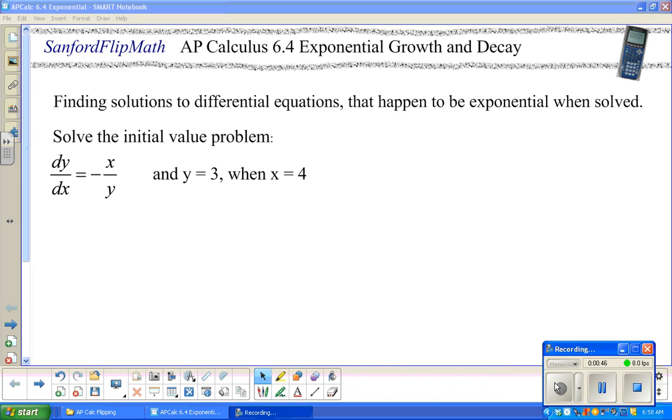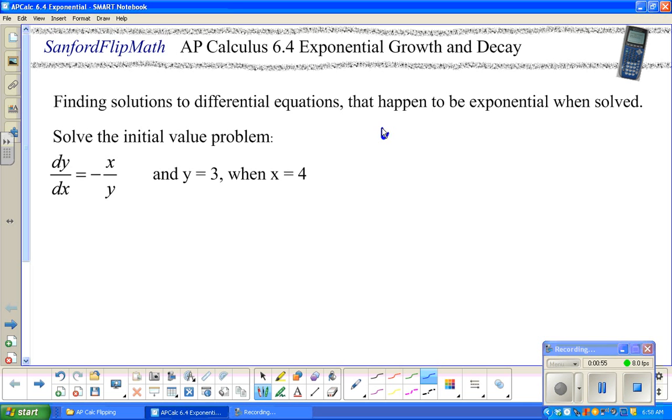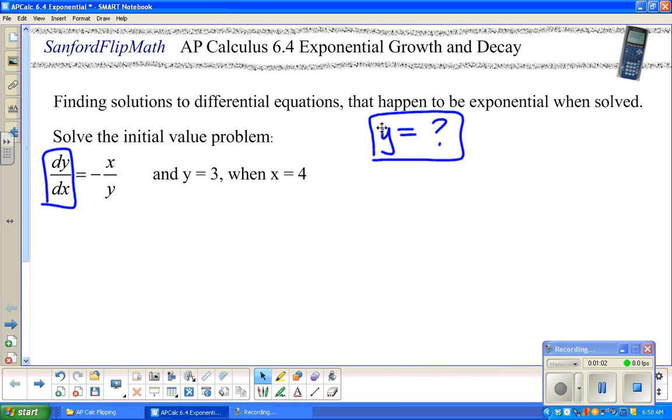So we're going to start by working through this initial value problem. And remember, this is just a differential equation, and solving a differential equation means finding y equals. That's what we want. What we currently have is dy dx equals, and that's not what we want. Okay, so we're going to solve this thing for y, get rid of the d's and all of that.